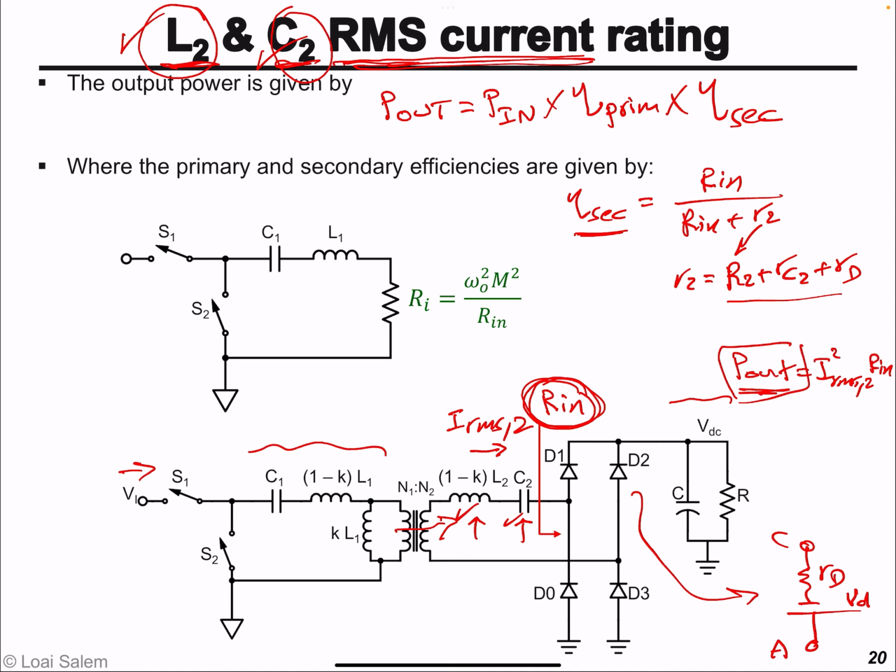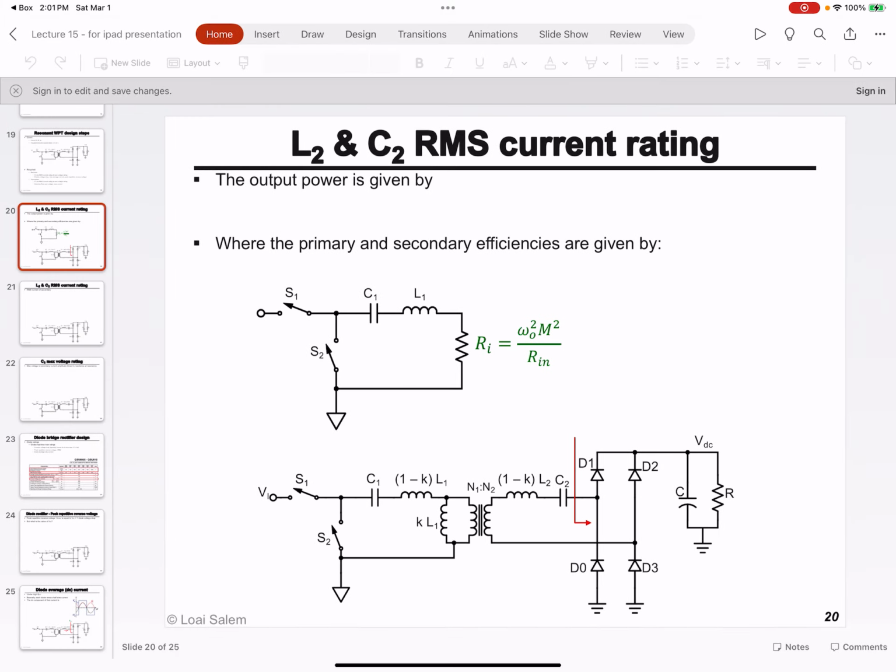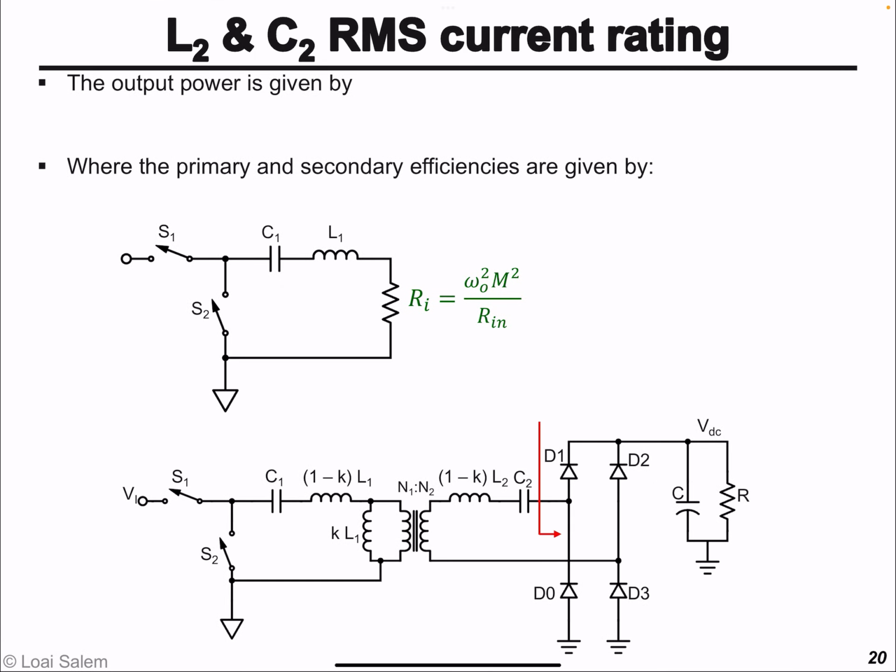Now, what about the efficiency of the primary side? We said the output power will be the input power multiplied by the efficiency of the transmitter times the efficiency of the receiver or secondary side. What about the efficiency of the primary side or the transmitter?